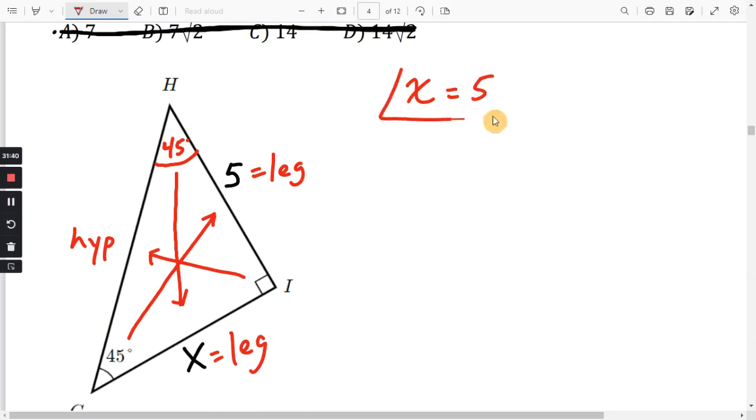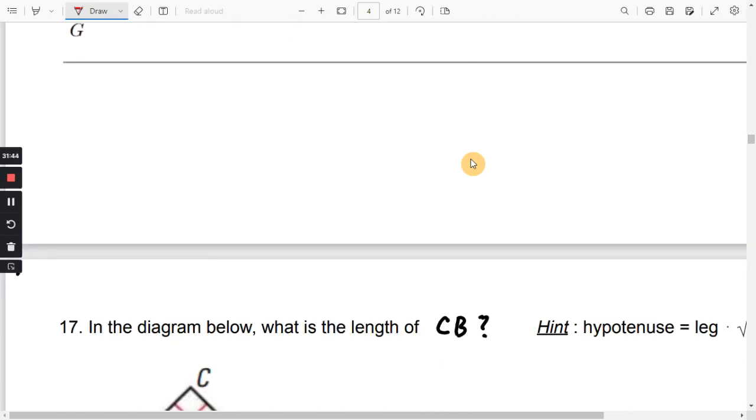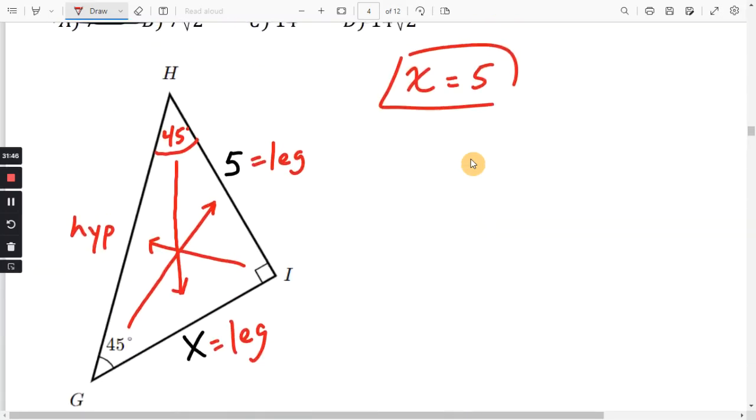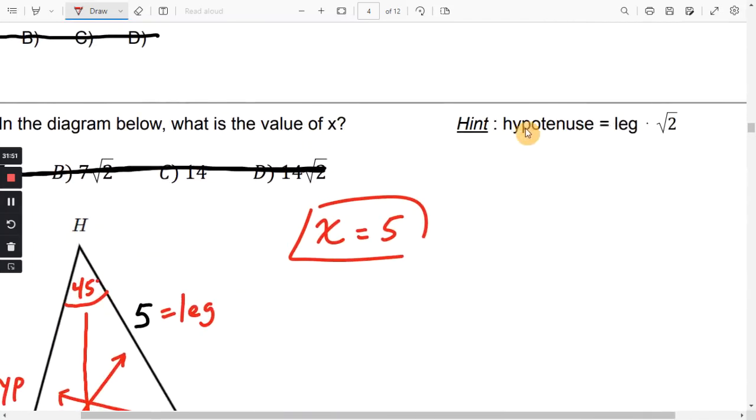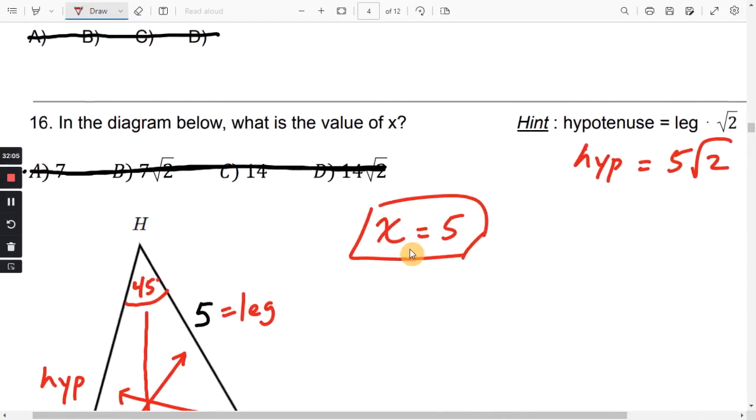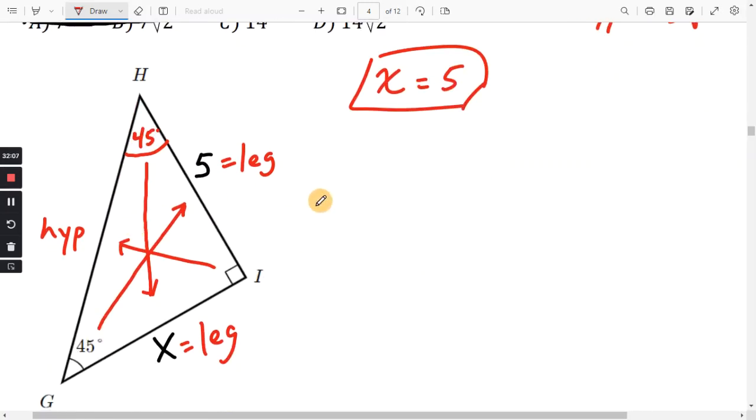That's it. I didn't ask it on this one, but in case you wanted to get the hypotenuse, it's leg times radical 2. So if you wanted to find the hypotenuse, it would just be the leg, which is 5, times radical 2. I didn't ask for that, but nevertheless, that's what it would be if I had asked for hypotenuse.